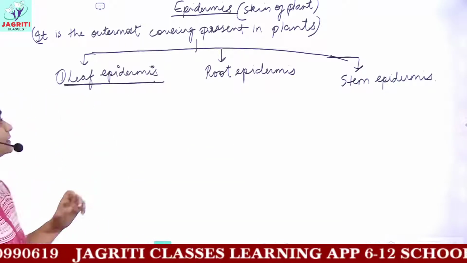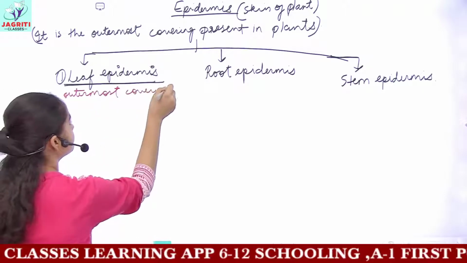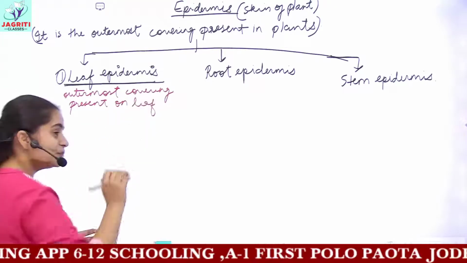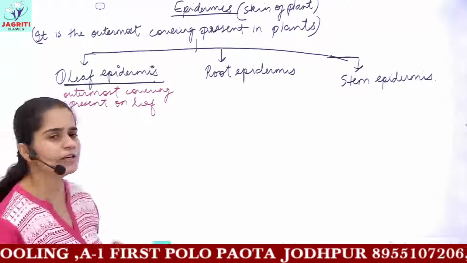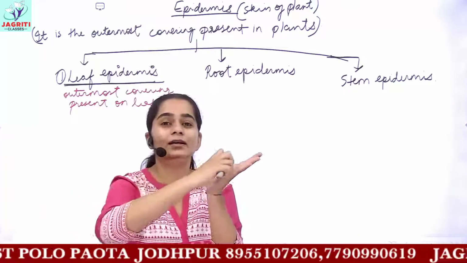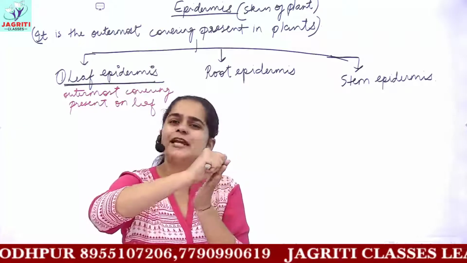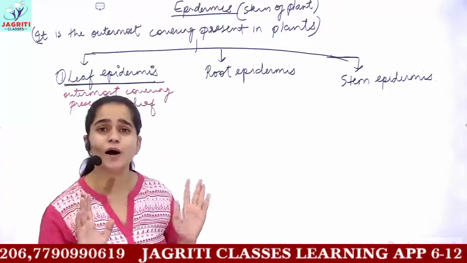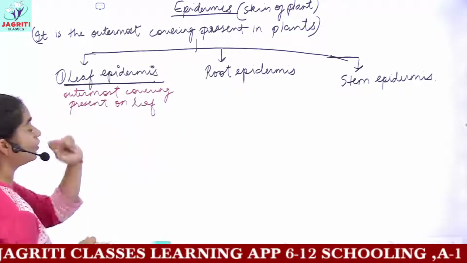So leaf epidermis, you can write, is the outermost covering present on the leaf, and it is present on both the upper and lower portions of your leaf. How can you observe this leaf epidermis? If you take a leaf and scrape off a bit from its upper surface, you will get a thin, transparent, very fine peel. If you prepare a temporary mount, we have already seen how to prepare a temporary mount, and observe it under the microscope, you will see the structure of the leaf epidermis.